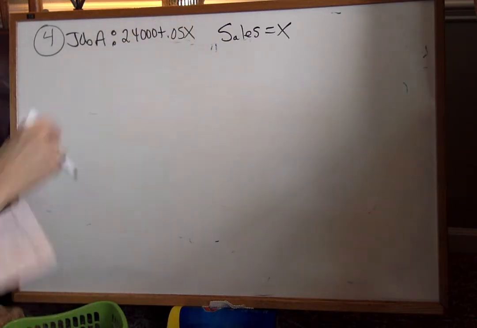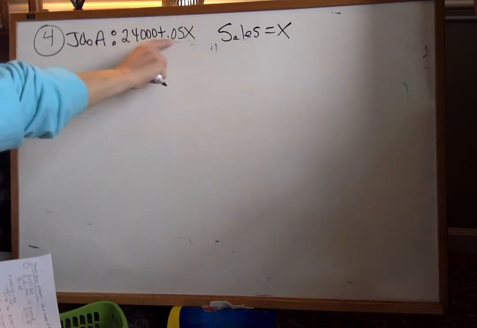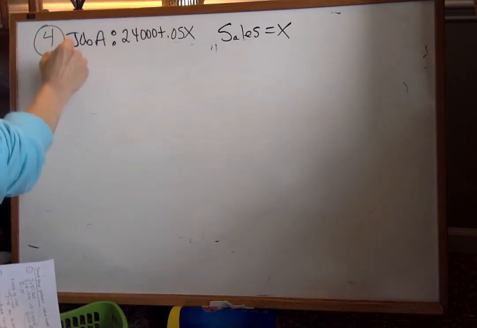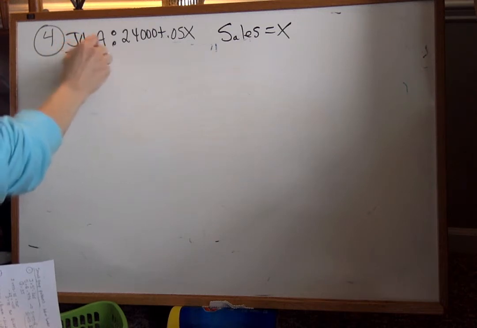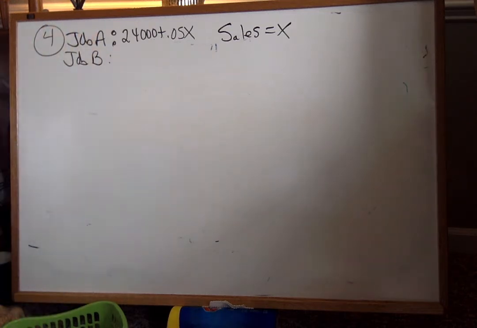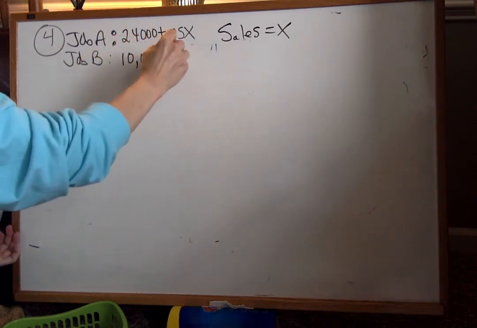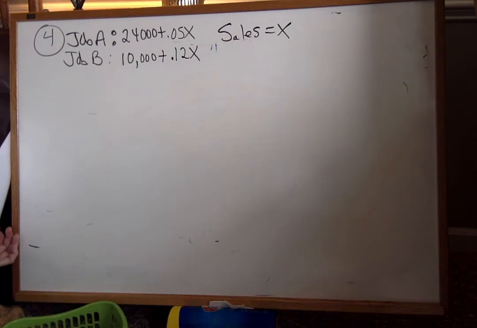So that's the formula for the first one. Base pay plus 5% of my total sales. Make sure you turn the 5% into 0.05. Job B, they're not paying you as much. $10,000 plus a bonus of 12%. So they're giving you a higher bonus, right? So those are my 2 equations. I have 2 unknowns.